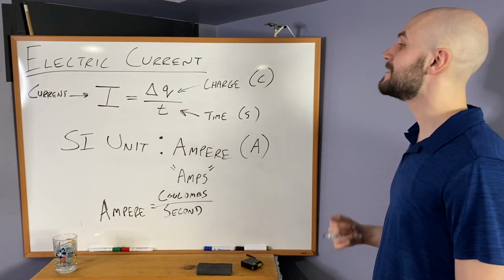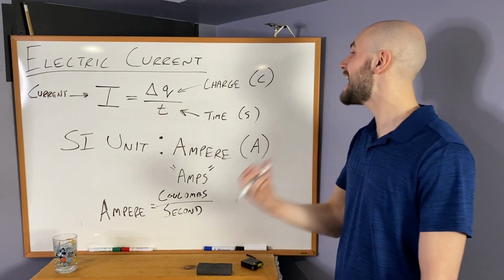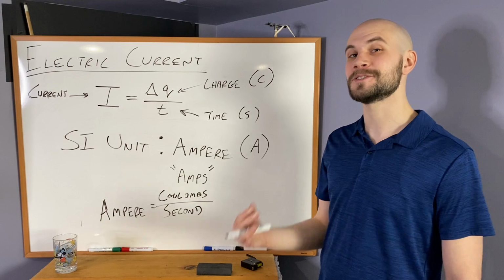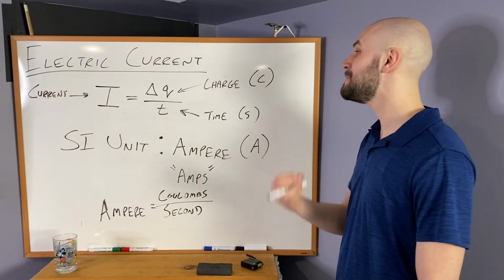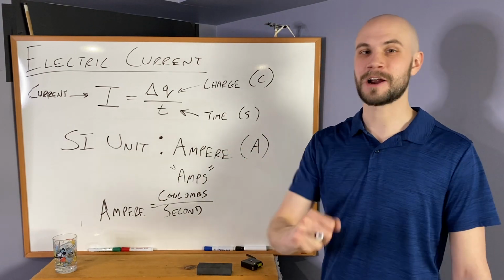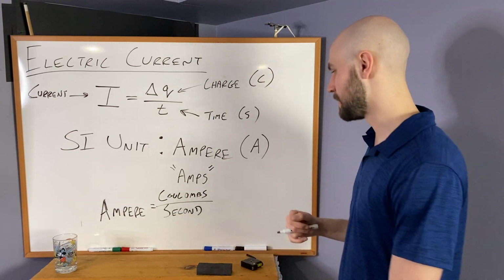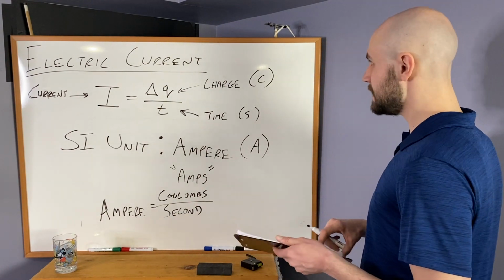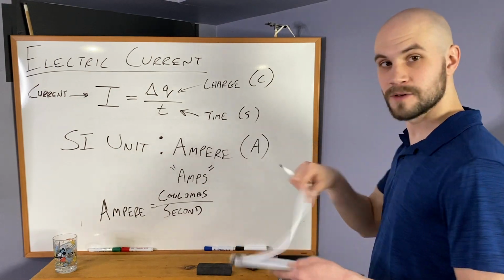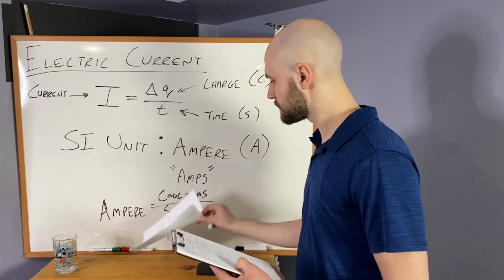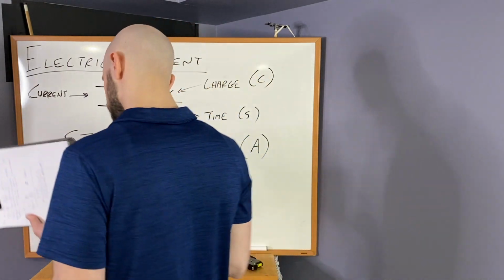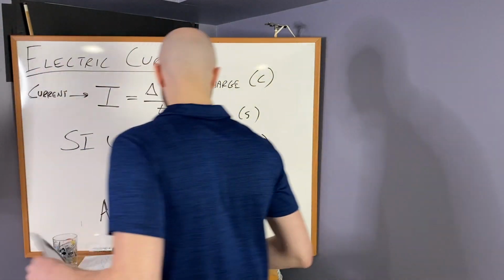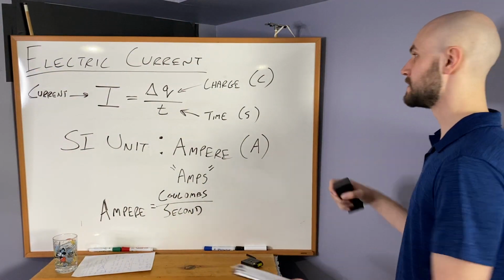Okay, so again, for my example before, let's say 10 coulombs of charge pass the point in 10 seconds. That would be 1 amp of current flowing through that wire, or whatever we're talking about. All right, I think it's time for us to work out some problems. Write this down, I'm going to erase.